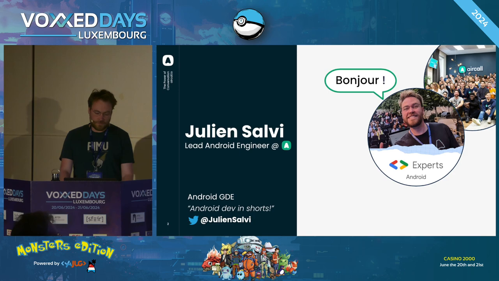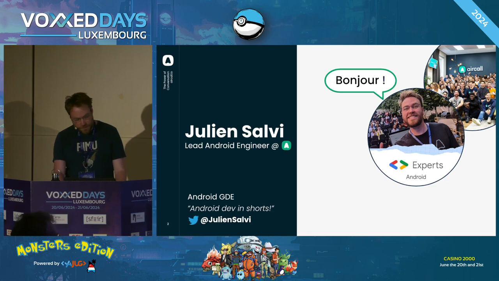To introduce myself, my name is Julien Salvi. I'm the lead Android engineer for a company called AirCall, based in Paris. So we are building a cloud-based phone system for businesses. And on the side, I'm a Google developer expert for Android, and I mostly develop in Kotlin.